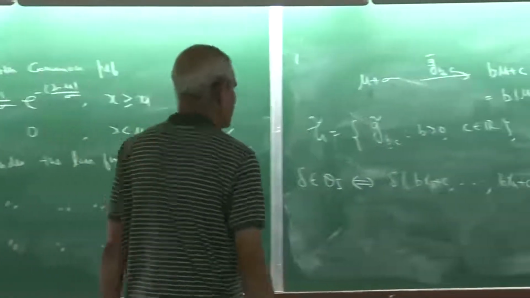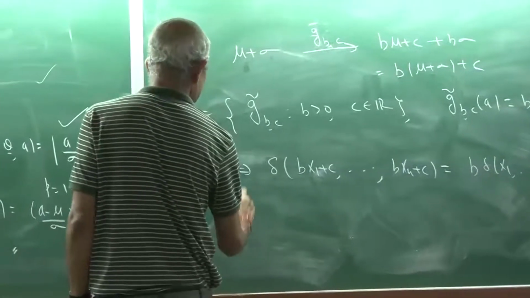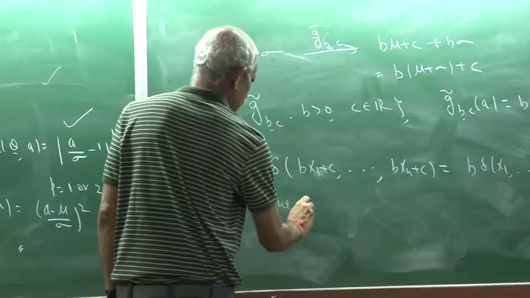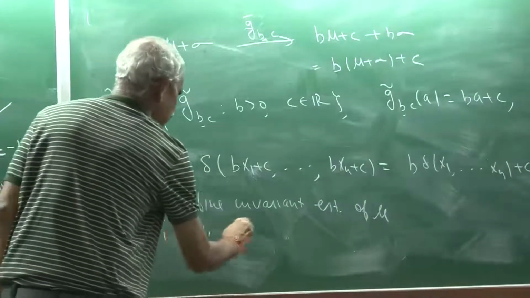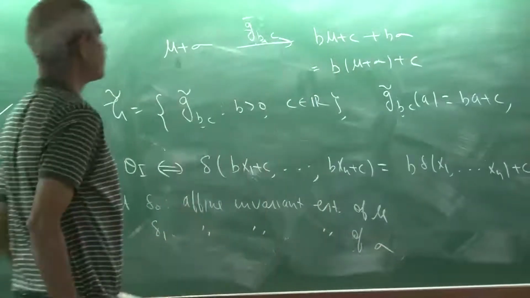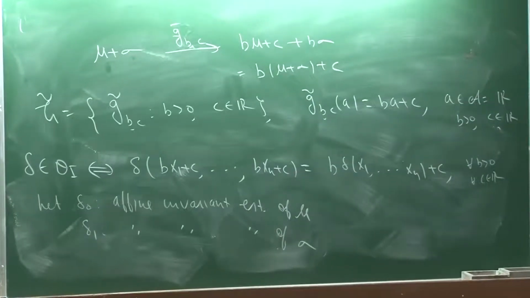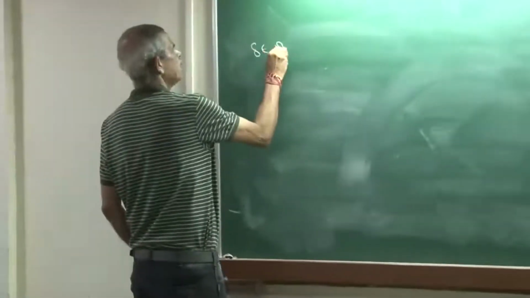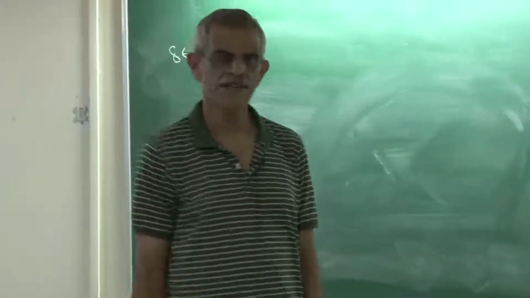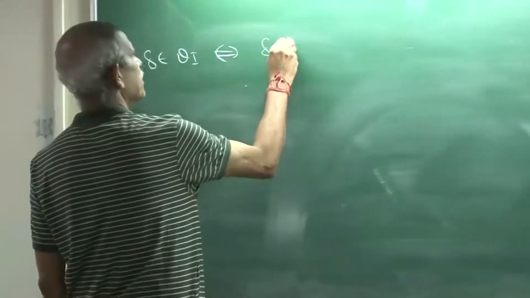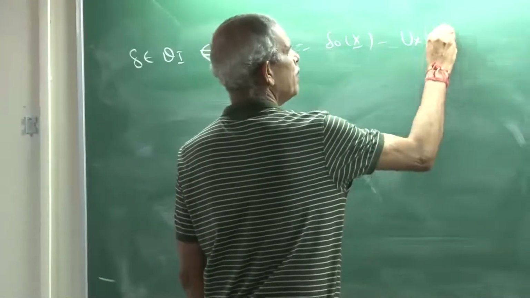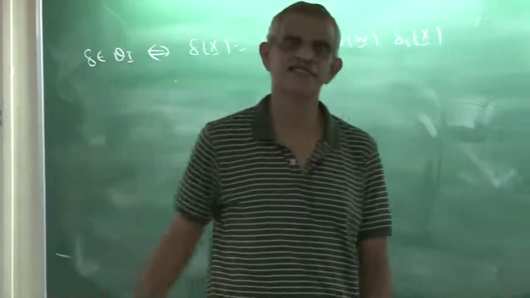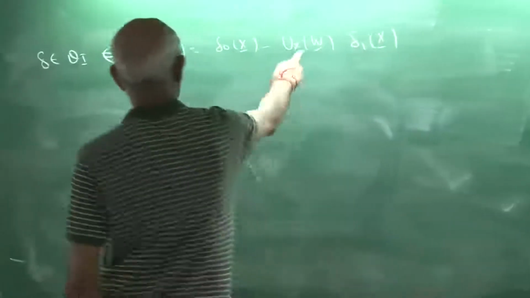So, what does that mean? This says that let delta naught be an affine invariant estimator of mu, and if delta 1 is any affine invariant estimator of sigma, then any affine invariant estimator of mu plus sigma, so delta belongs to D_i, if and only if delta of x equals delta naught of x minus u star w times delta 1 of x, and the MRIE in this case is found because w is ancillary.